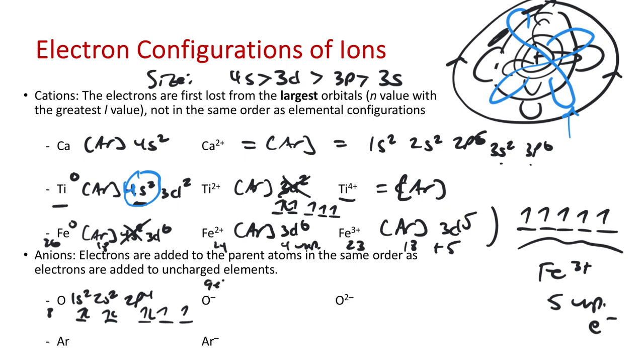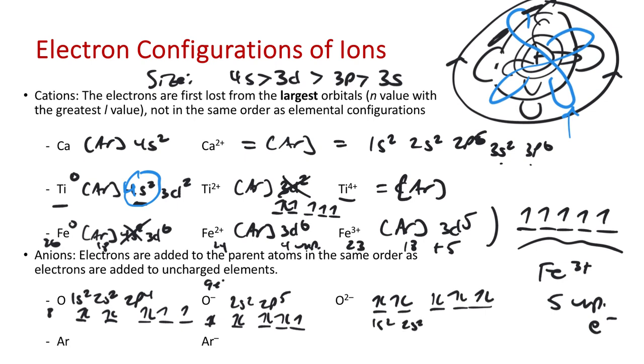So we go from 1s2, 2s2, 2p4 to 1s2, 2s2, 2p5. So we're just putting 1 more electron in. And then O2-, not surprisingly, 1s2, 2s2, and then 2p6, capping off the n=2 subshell with the last electron.